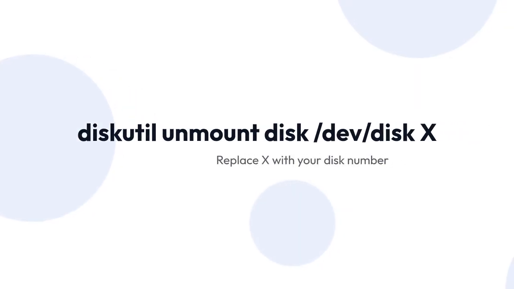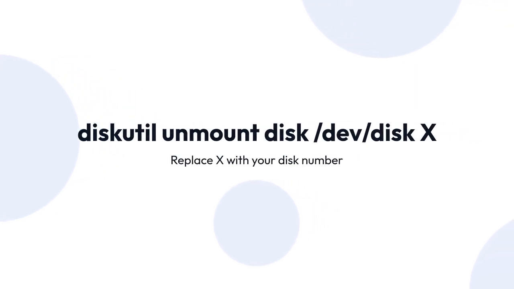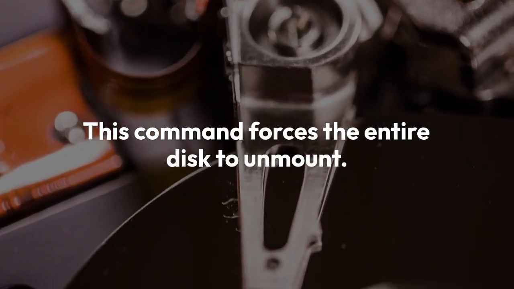Once you are absolutely certain you have the correct disk identifier, type diskutil unmountDisk /dev/diskX, replace X with your disk number, e.g., disk2, and press enter. This command forces the entire disk to unmount.